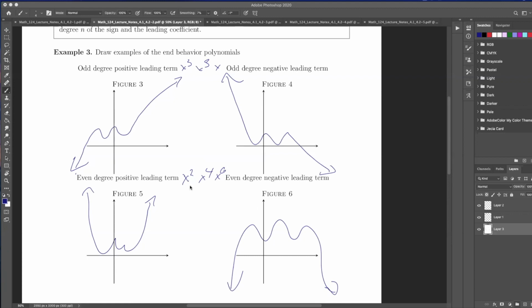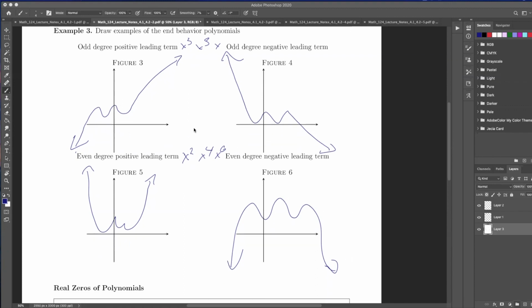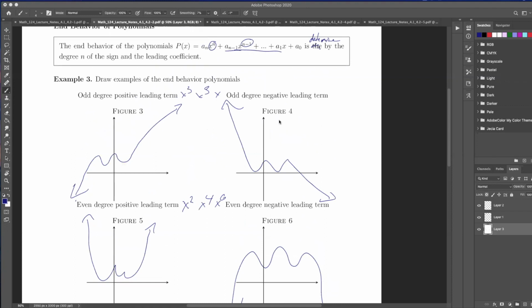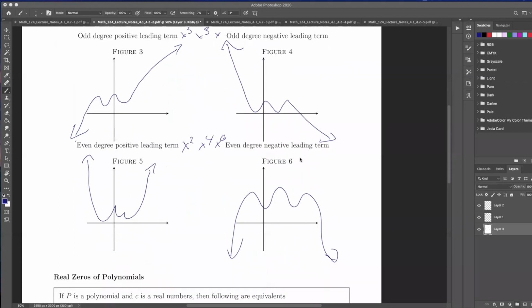then end out negative. And for the even degrees, with a positive leading term, it's going to start positive, do things, and end positive. And for a negative leading term, it's going to start negative, do some things, and end negative. Okay. And so this is the first piece of the puzzle we're going to do when we graph these things. So this is the first thing we want to learn.